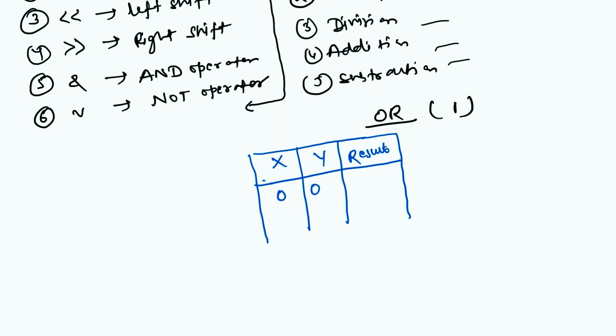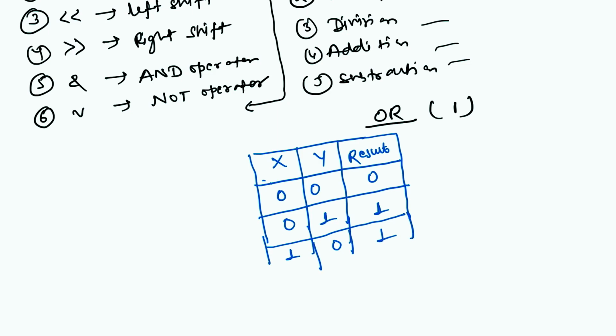for 0 0, it will give you 0, right? And for 0 1, it will give 1. If it is 1 0, then it will appear as 1, and if both inputs are 1, then the output will become 1. So basically this is the use of the OR gate.